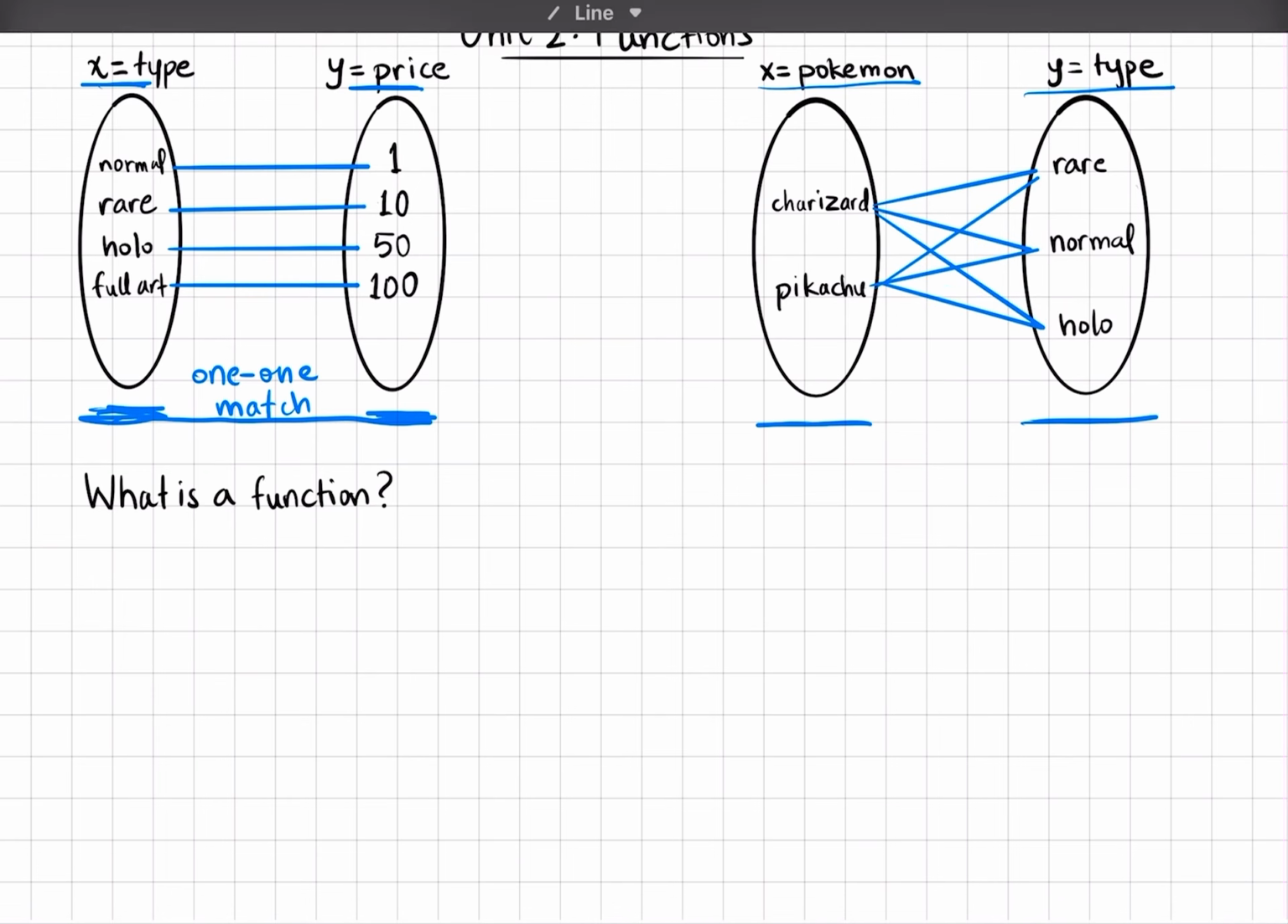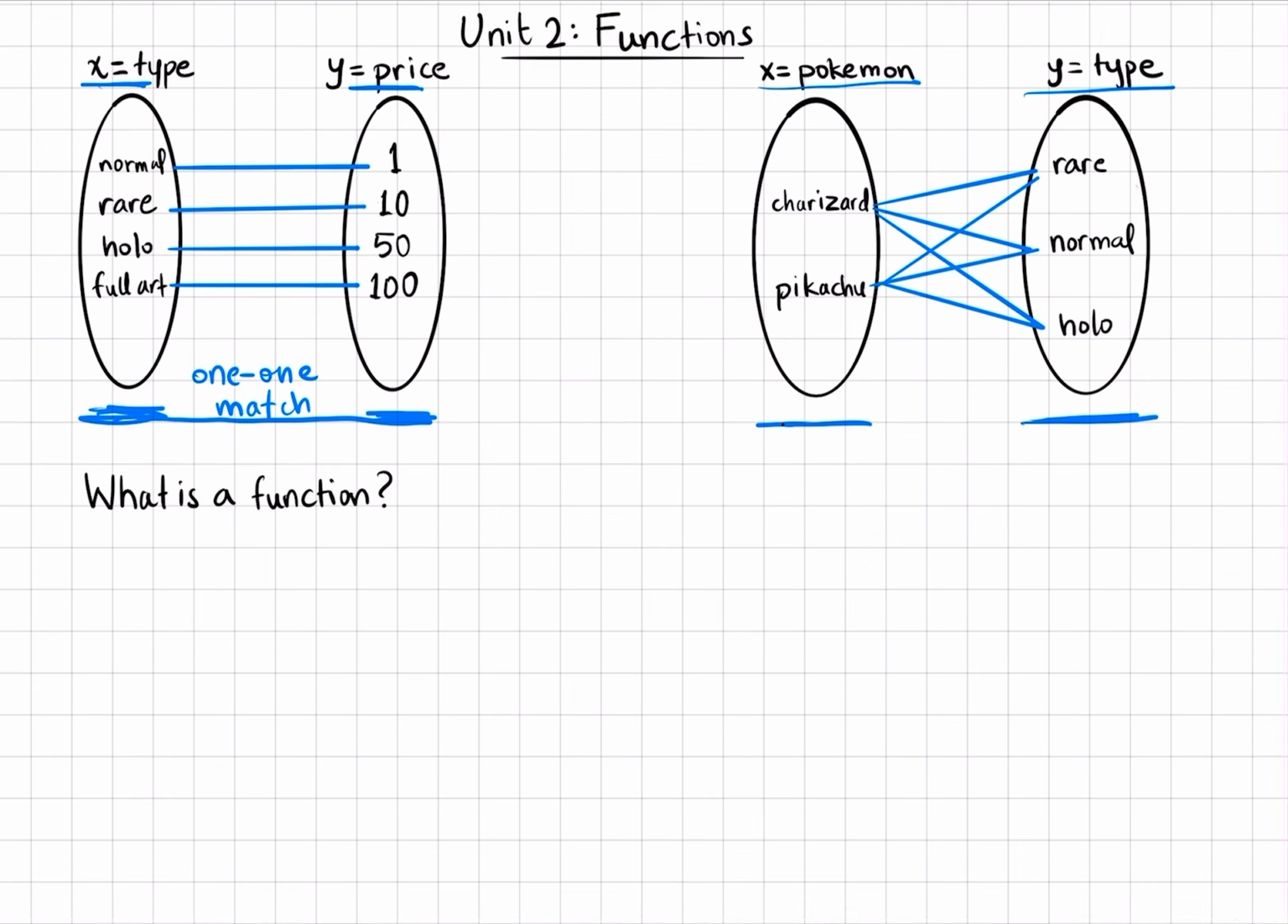So every item in the first set here could match with several items in the second set. This type of match is called one-to-many. A one-to-many match.